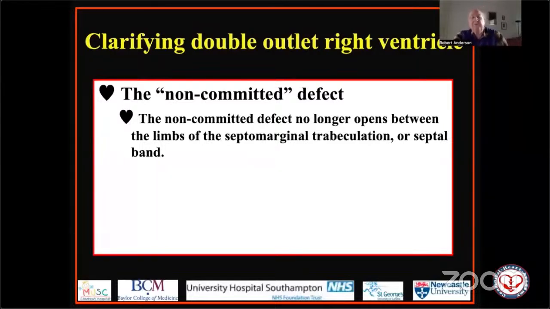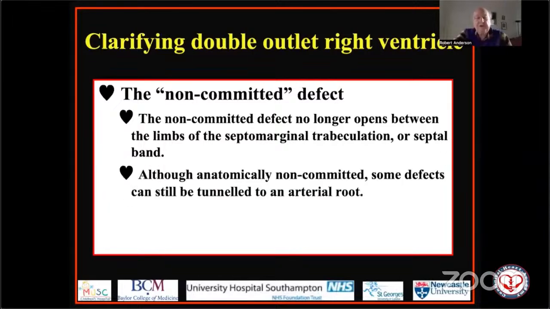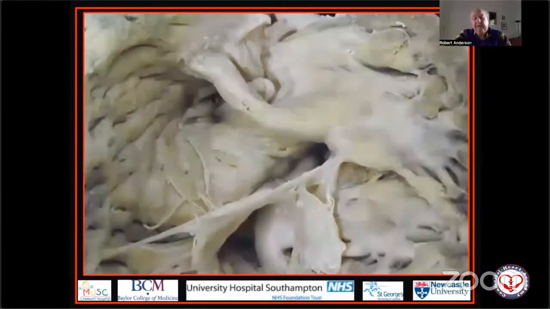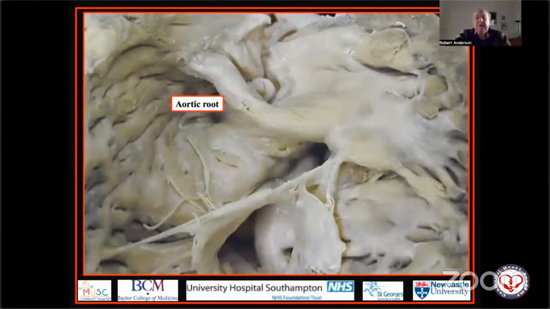Now, it's also possible to find the defect in a non-committed position. The feature of the non-committed defect is that it no longer opens between the limbs of the septomarginal trabeculation, also known as the septal band. Although anatomically it's non-committed, some of these defects can still be tunneled to an arterial route, whereas others unequivocally are non-committed. And here we see a particularly interesting defect. For quite some time, I thought this particular heart had a subaortic defect. So let's look at what's going on.